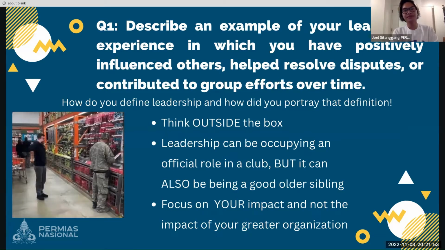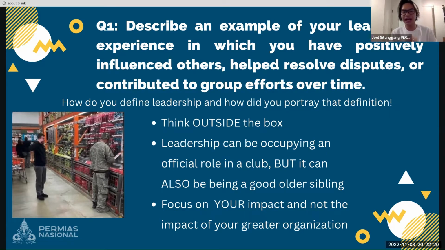Question 1: describe an example of your leadership experience in which you have positively influenced others, helped resolve disputes, or contributed to group efforts over time. In other words, how do you define leadership and how did you portray that definition? Now, this is rather interesting. You would think on a surface level, this is just an essay where you can talk about your leadership positions, like, I was the leader of this club, I was the leader of this organization.